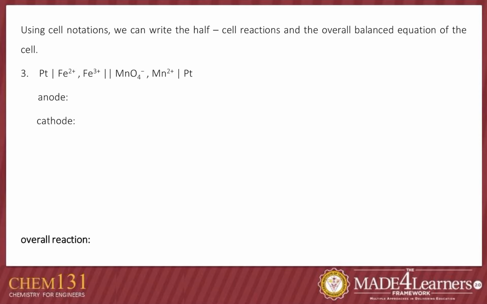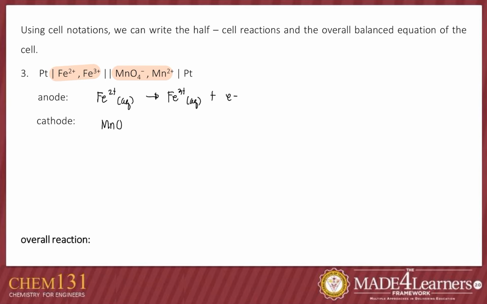Third one. As we can see here, it uses a platinum electrode on both sides because all of them are in liquid form, aqueous. On the left side, we have iron, and on the right side, we have manganese, whose oxidation number changed. So Fe2+, ferrous ion, loses an electron to form Fe3+, ferric. So Fe2+ aqueous to Fe3+ aqueous, meaning it lost one electron.